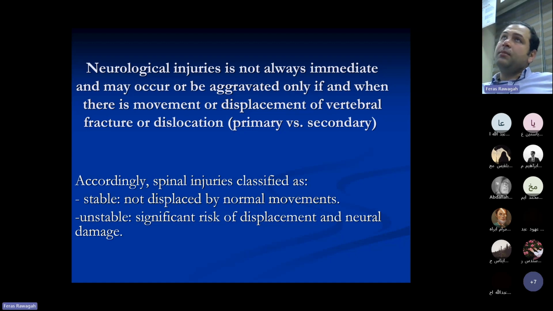Another mechanism of secondary injury is the free radicals release. When the spinal cord is injured, there will be a release of free radicals. Those free radicals can cause further damage. We can prevent this free radical damage by giving the patient steroid, for example, dexamethasone or methylprednisolone, but this is controversial. This is controversial to give or not to give.